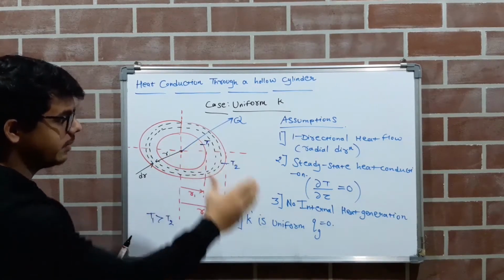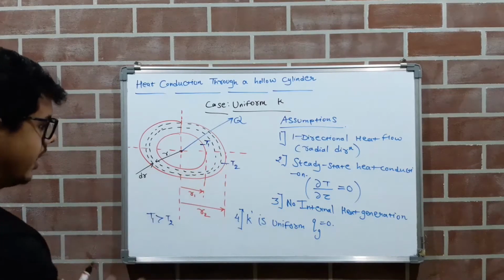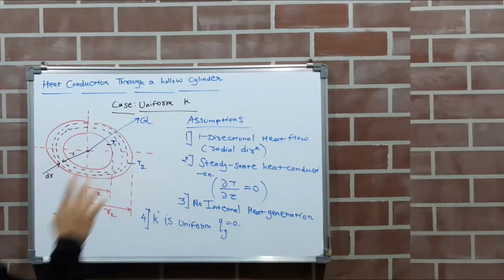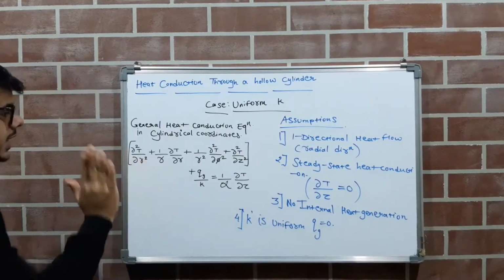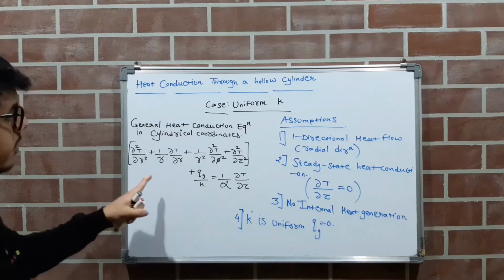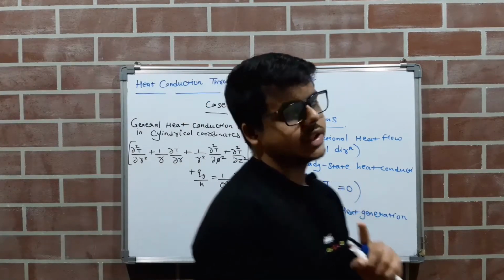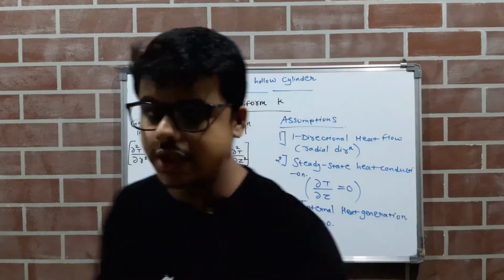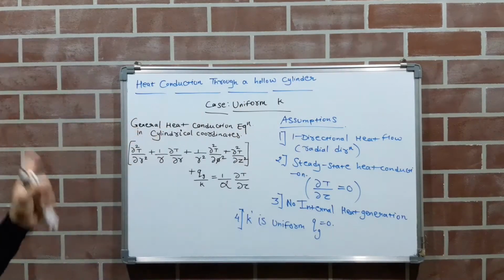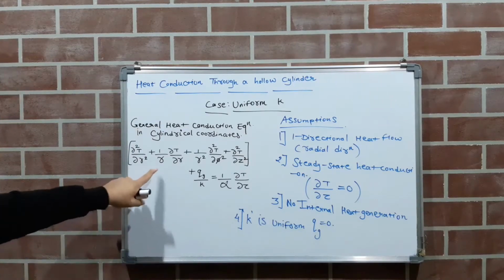Now how this temperature will change we will see in the temperature distribution equation, but for now I have to rub this part. So this is the general heat conduction equation in cylindrical coordinates. The derivation of this equation is always asked in the university exams. So the video related to the derivation of this equation is in the playlist of heat transfer. So if you have not seen that video, then I suggest please go and see that first.